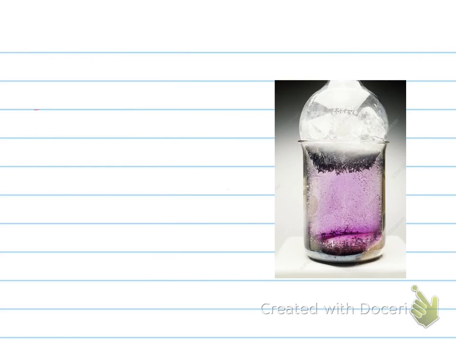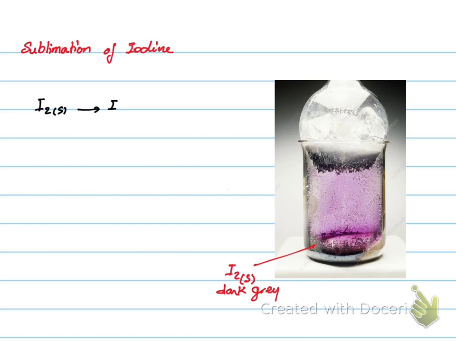Another example is sublimation of solid iodine. Some solid iodine crystals, dark gray crystals, are placed in the bottom of a beaker and gently heated. Iodine sublimes. It turns from iodine solid to iodine gas directly without passing through the liquid state. Iodine gas fills the beaker. It has a purple color.